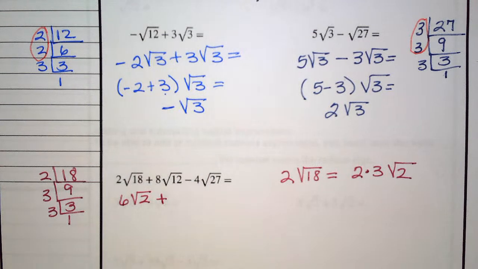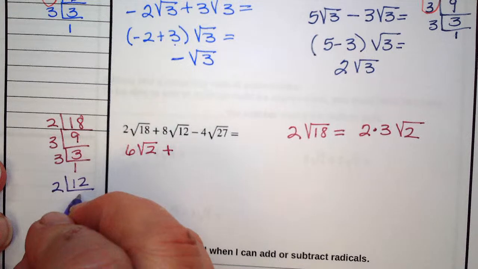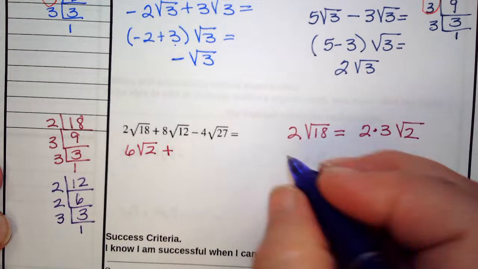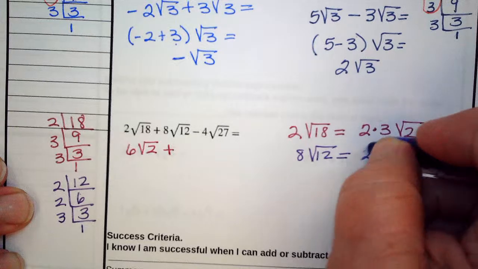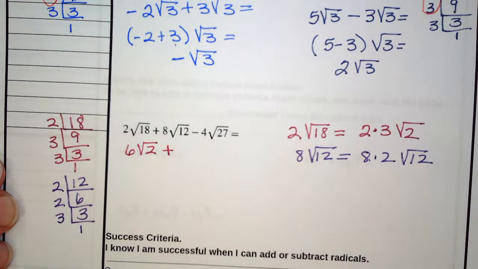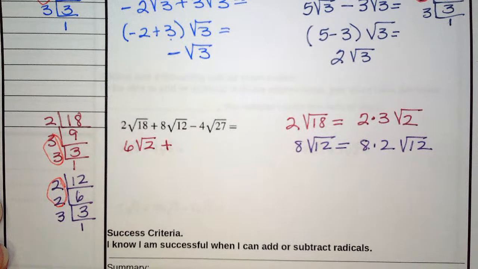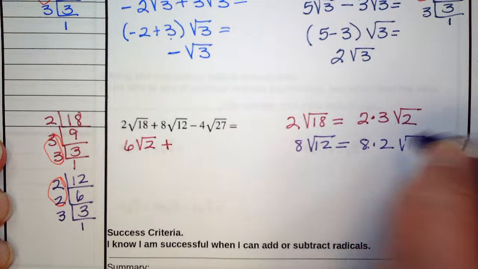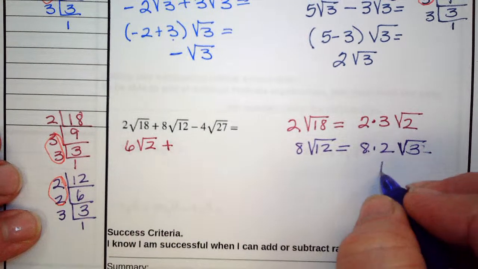Can I simplify the square root of 12? Yes. 12 divided by 2 is 6. 6 divided by 2 is 3. 3 divided by 3 is 1. So 8 square root of 12 is equal to 8 times 2, square root of 3. Sorry about that. 8 times 2, square root of 3, 16 square root of 3.